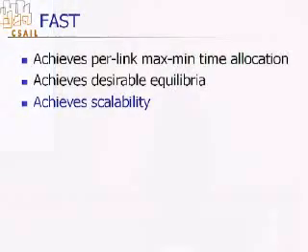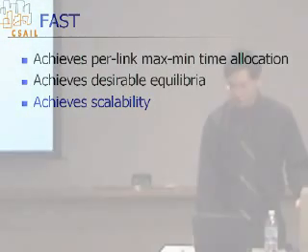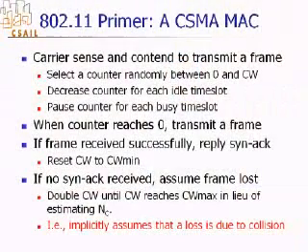So what is FAST? The properties of FAST are that it achieves per-link maximum time allocation, achieves desirable equilibria, and achieves scalability. I don't have enough time to talk about the other two, and I will just talk about scalability.